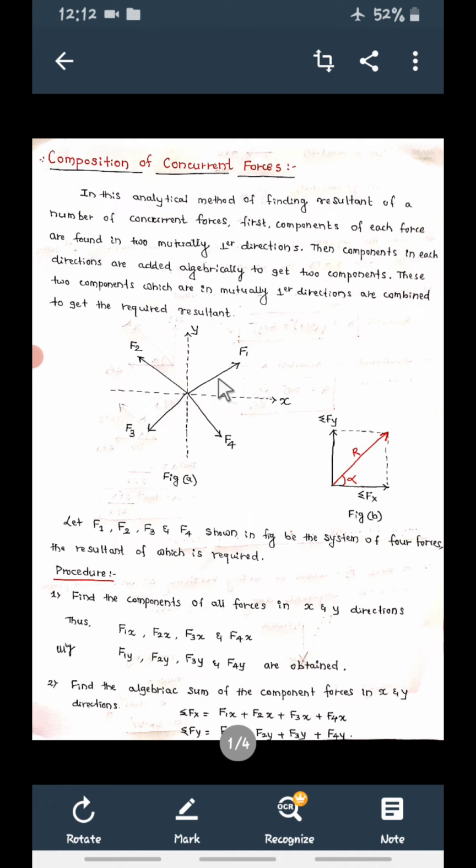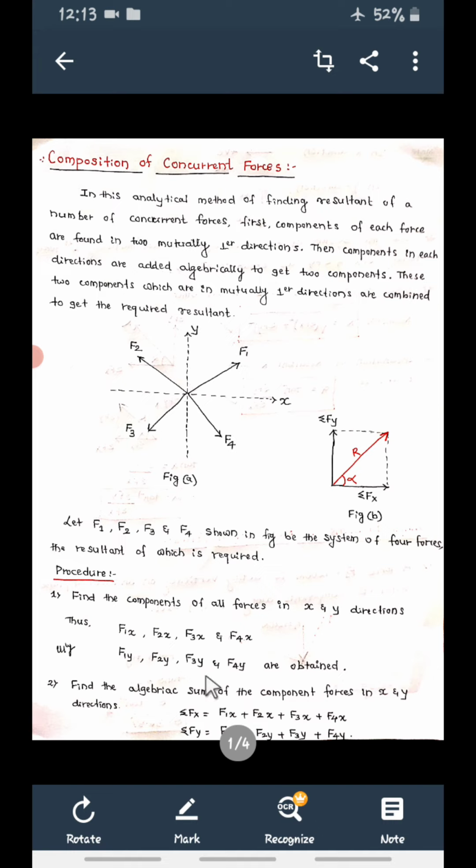Now similarly, find out the components of all these forces along y direction. Now see, make it vertical. So this is F1y, F2y, F3y. See the direction now: F3y downward, F4y downward. F1y vertical upward, F2y upward. So F1y, F2y, F3y and F4y are the components of all these forces along y direction.